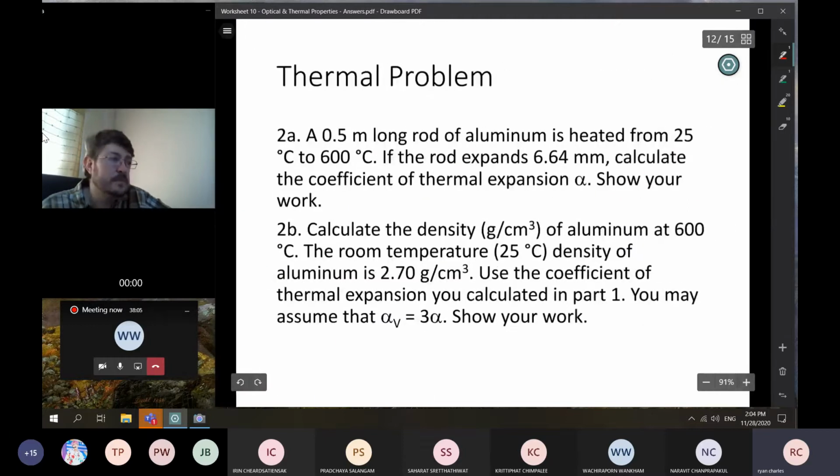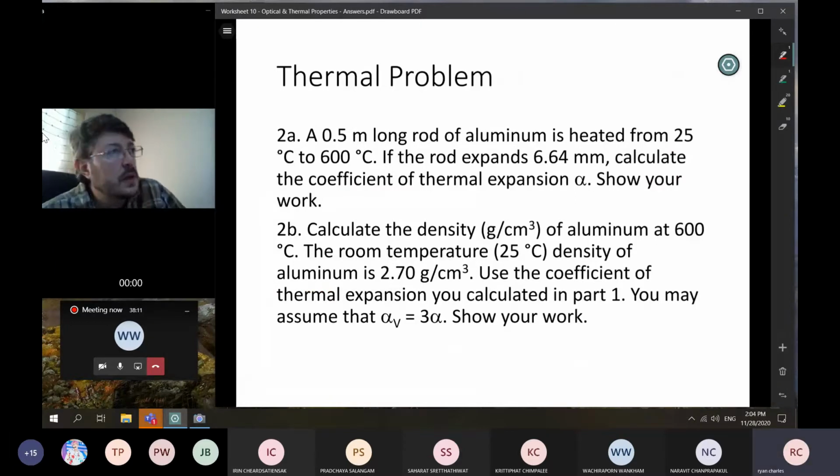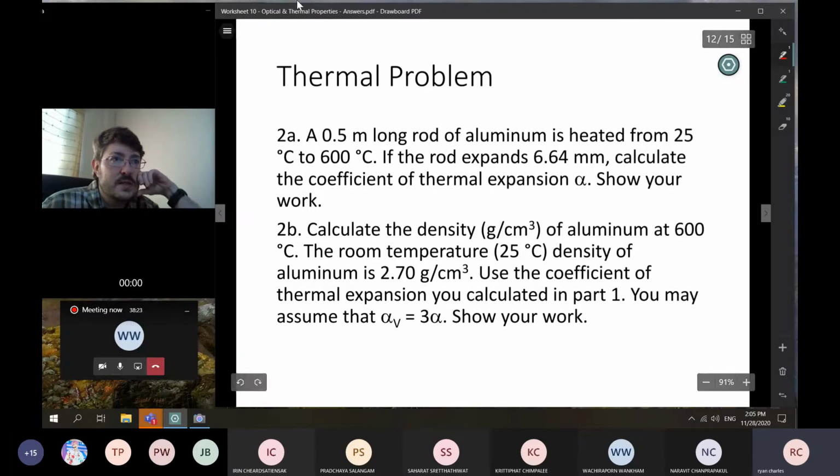All right, thermal problem. A 0.5 meter long rod of aluminum is heated from 25 degrees Celsius to 600 degrees Celsius. If the rod expands 6.64 millimeters, calculate the coefficient of thermal expansion alpha. Show your work.